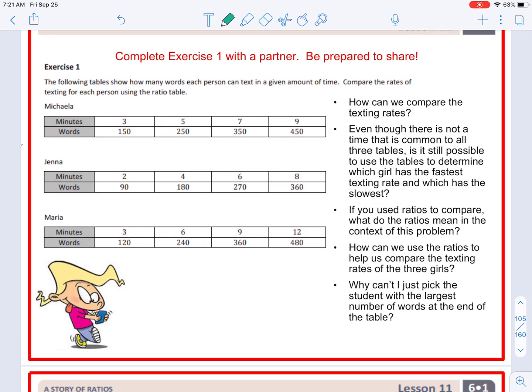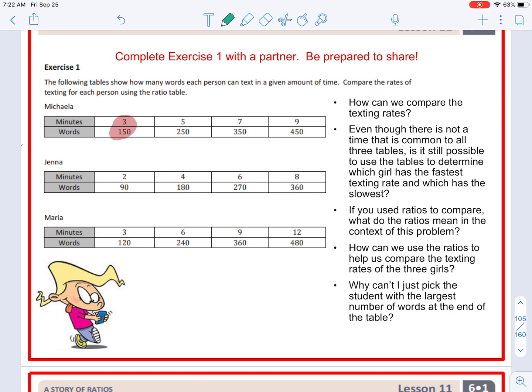Let's move on. The following table shows how many words each person can text in a given amount of time. It's showing us Michaela, Jenna, and Maria. Their first ratios in their tables are 3 minutes to 150 words for Michaela, 2 minutes to 90 words for Jenna, and 3 minutes to 120 words for Maria. I want to figure out who the fastest is. We have to compare these texting rates, and how we're going to do that is to figure out how many words they text in 1 minute.